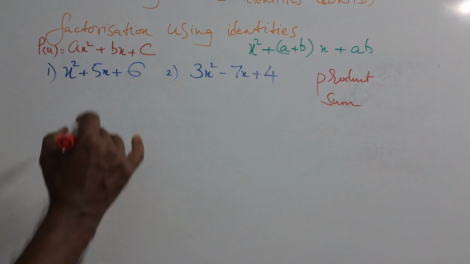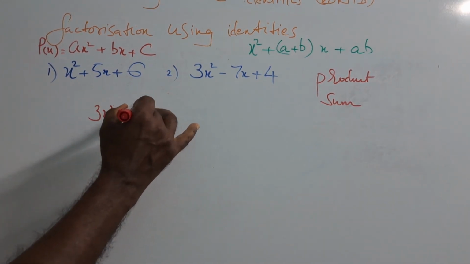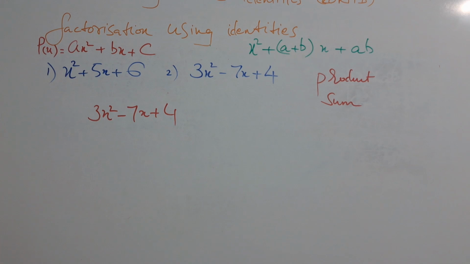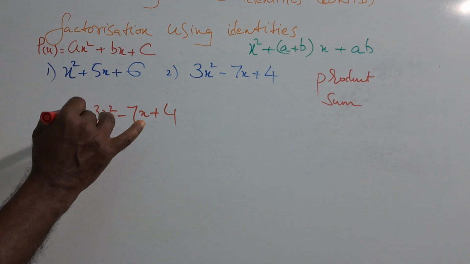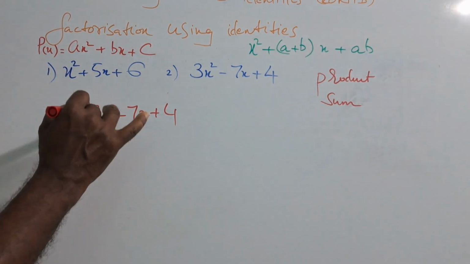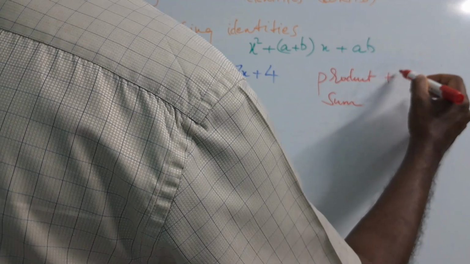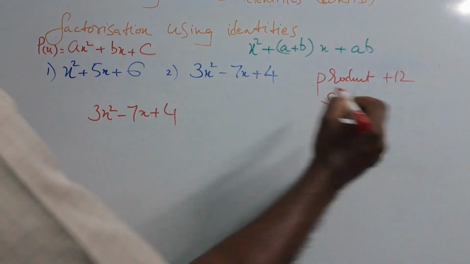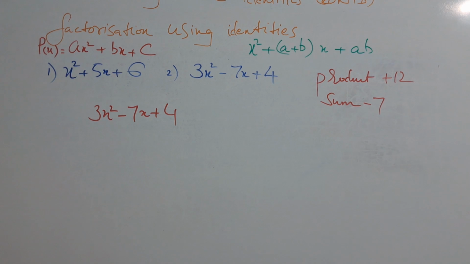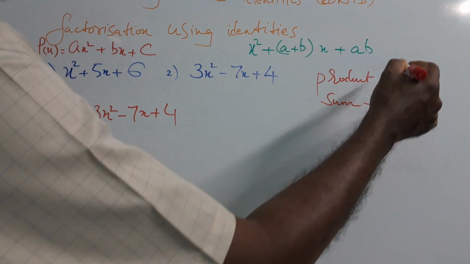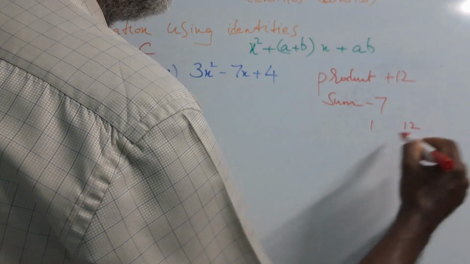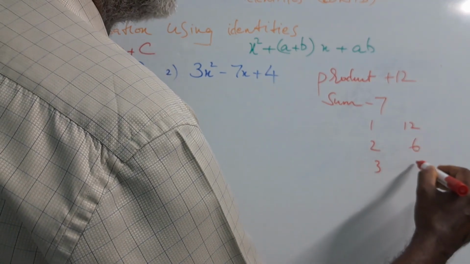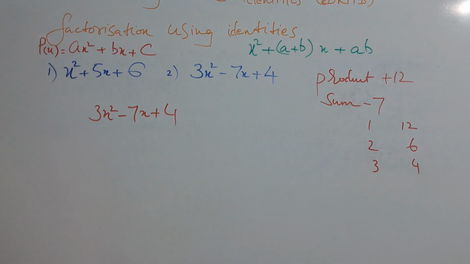Let's answer the second one: 3x square minus 7x plus 4. The product is a number obtained by multiplying a and c. a into c, 3 into 4, plus 12. Product is plus 12. Sum is b, minus 7. In the same way that we did earlier, we need to find two numbers whose product is 12. 1 and 12, 2 and 6, 3 and 4. When you multiply these two, you get 12.